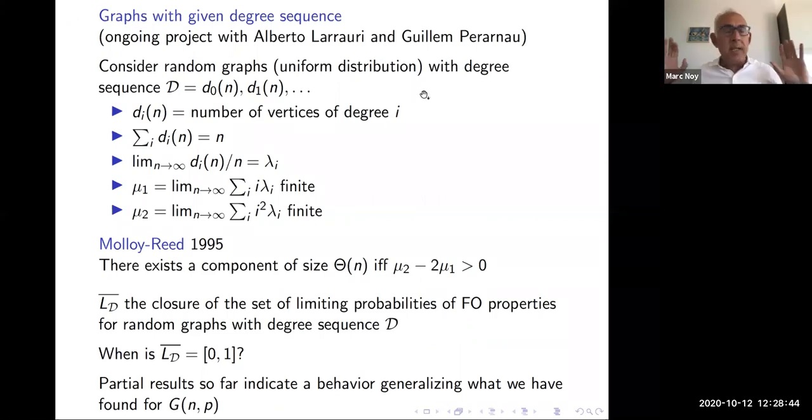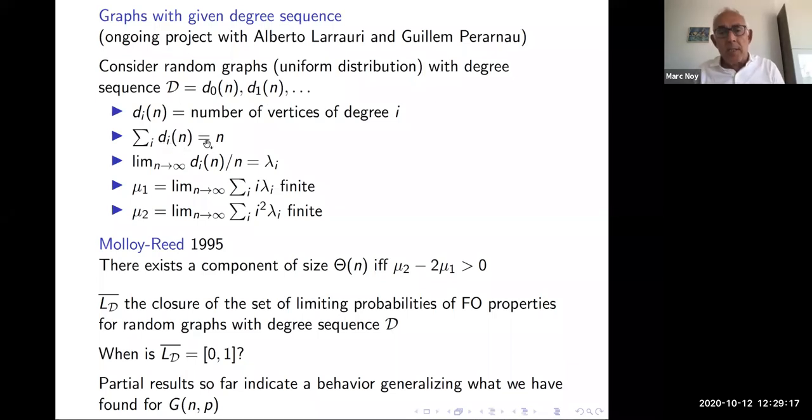Now, this is a model that has been very much studied in the last decades because maybe it is closer to real world networks than the GNP model. And then this d_i^n is the number of vertices of degree i. So you consider for every n a sequence of numbers that give you the number of vertices of degree i. Well, this has to be a feasible degree distribution. It has to sum to an even number and so on. But suppose this is the case.